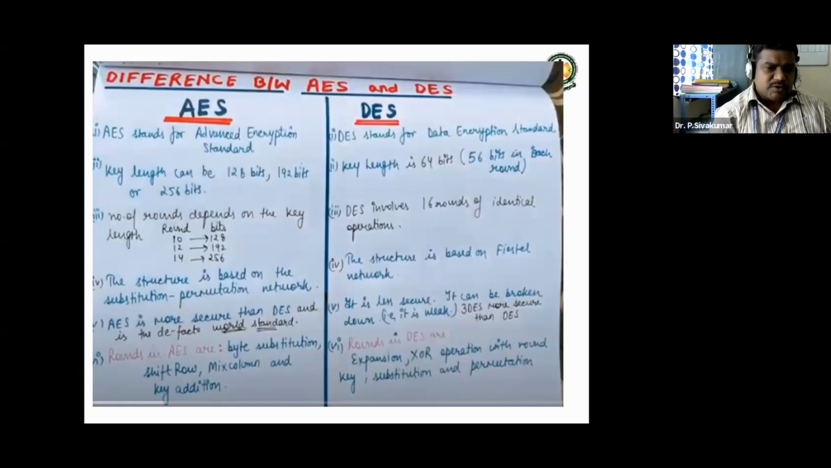That means byte substitution and row shift are called permutation operations. In DES, we can take it as an XOR operation performed with the round key, as well as some substitution and permutation operations. So this is the difference between AES and DES.